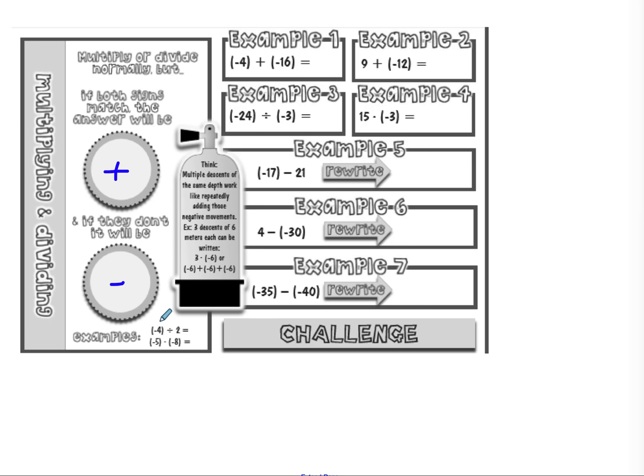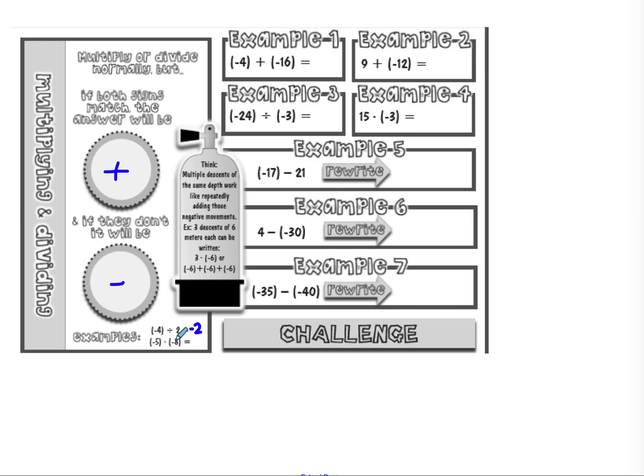So for example, I have negative 4 divided by positive 2. 4 divided by 2 is 2. Different signs, answer is negative, so that's going to be a negative 2. Okay, over here, negative 5 minus, or I'm sorry, that's not a minus, that's a times.